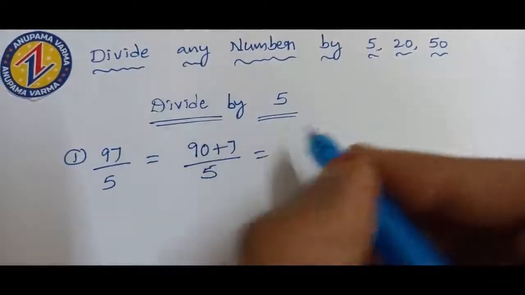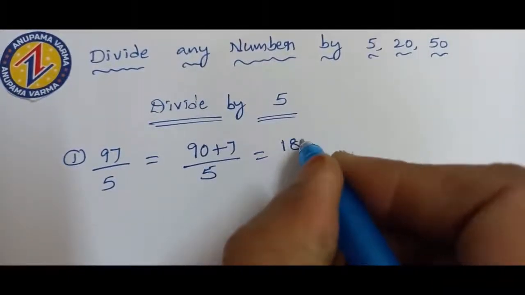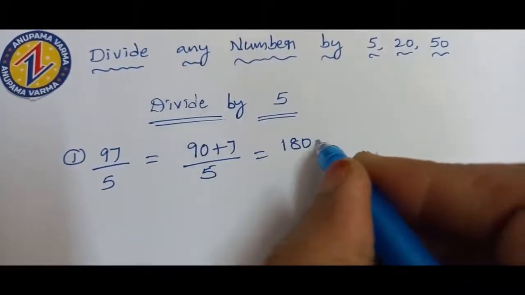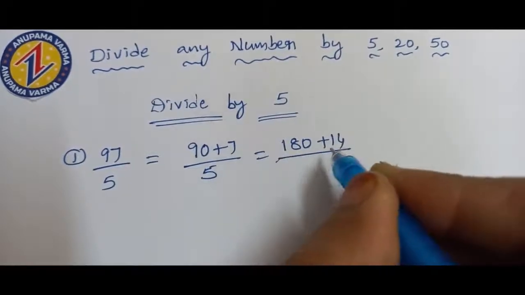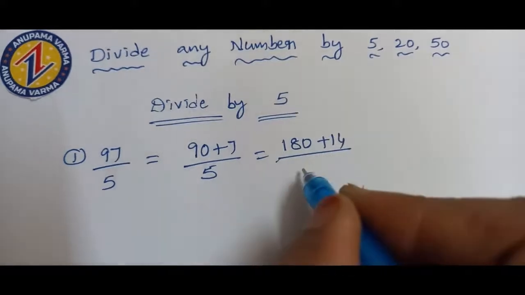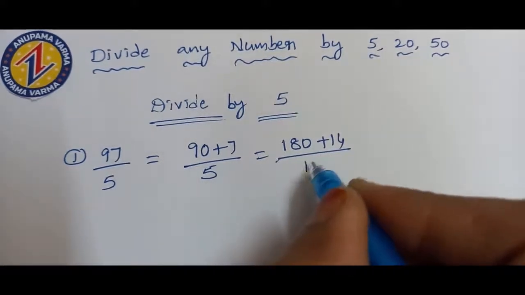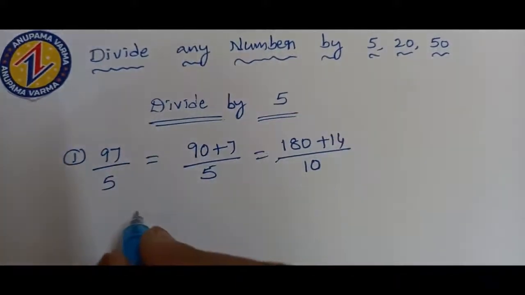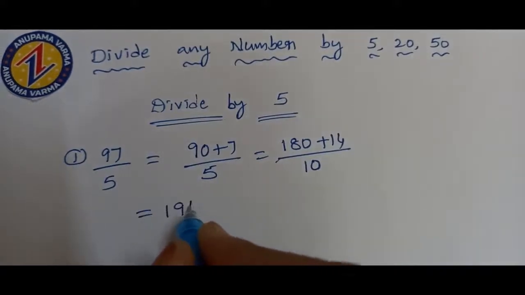Double of 90 is 180. Double of 7 is 14. At the same time, we need to double the denominator also. So, double of 5 is 10. So, total how much? 194 by 10.